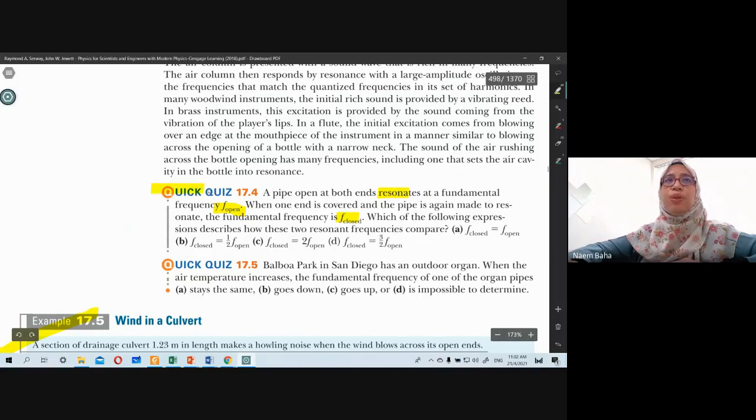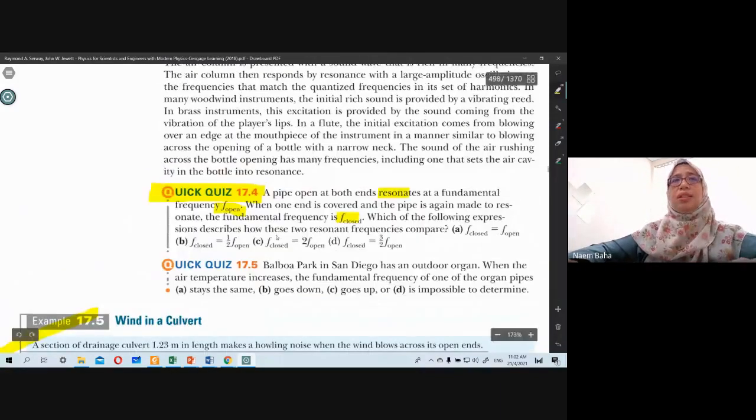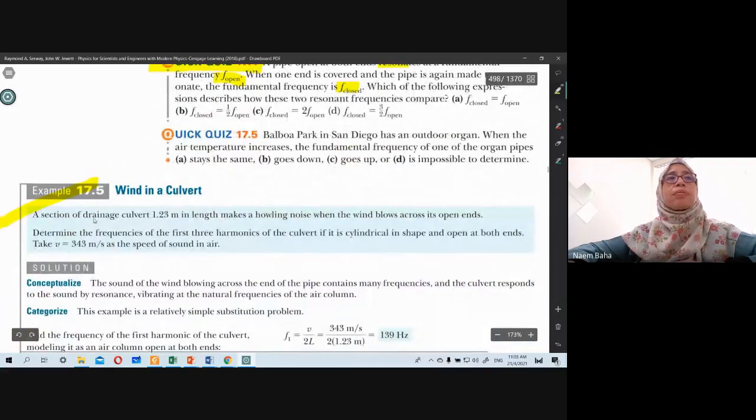Okay, I'm going to give you this as homework, because you will find something. Give it a try. Okay, no problem. This is homework, quick quiz.